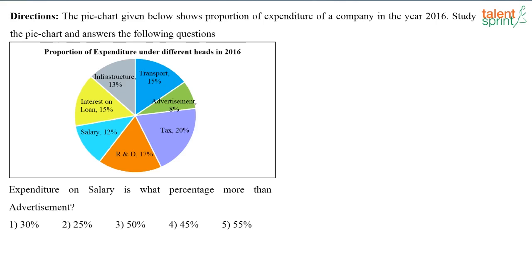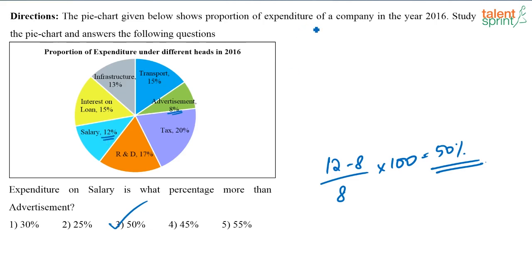Next one. Expenditure on salary is what percentage more than advertisement? Where is salary? Salary is 12% and advertisement is 8%. Right? So by what percentage is expenditure more than salary? 50%. Correct? See, 12 minus 8 by 8 into 100, or that is nothing but 50%. Option 3 is your answer. See, they are asking expenditure, that is exact value of salary, right? By how much is it greater than advertisement.